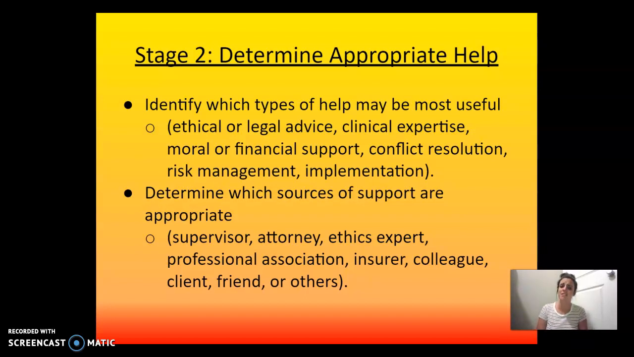So you really want to identify what type of help might be most useful. If you're working in a clinic setting, your supervisor usually is the best person to go to. That kind of trickles into bullet point number 2, like who's appropriate and what might be useful are essentially the same thing. But usually starting with your supervisor is a good place.